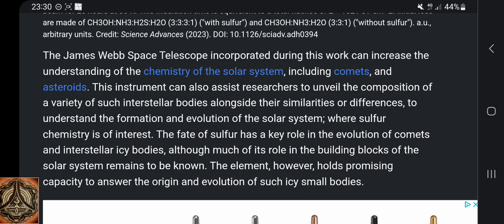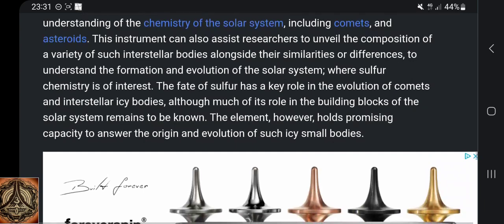Yeah, you can correct me on that, but I assume there is a typo. Unknown and not known. Remains to be known. There must be a mistake. But anyway, this is just what I think. The element, however, holds promising capacity to answer the origin and evolution of such icy small bodies, and probably to many other things too.